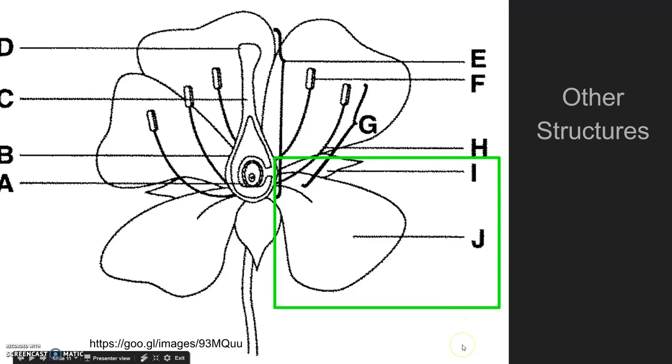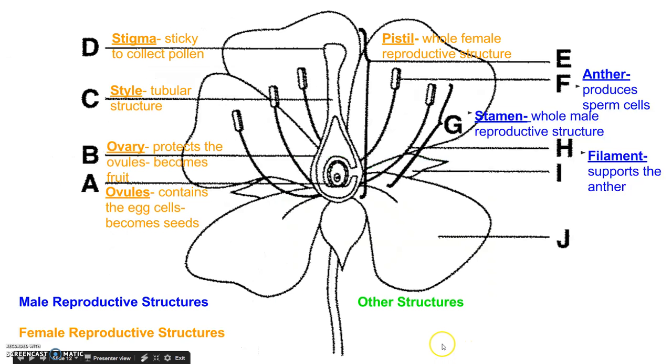So we just have a couple more structures now, and these are not classified as male or female, but they are very important to the reproduction of the flower, so we're going to talk about them. Go ahead and pick your third color and color in your key down below. It can be a color of your choice.